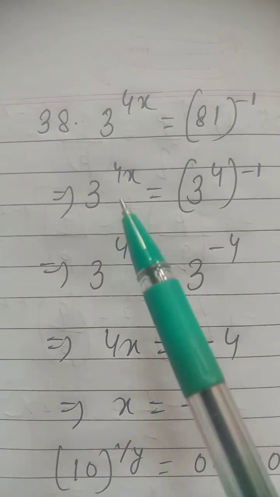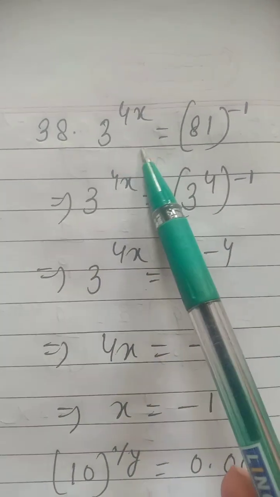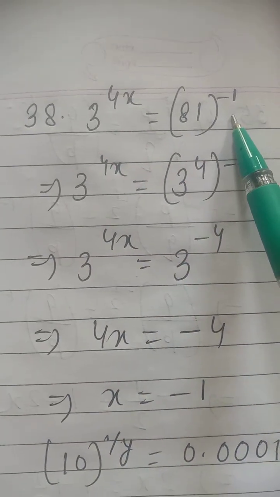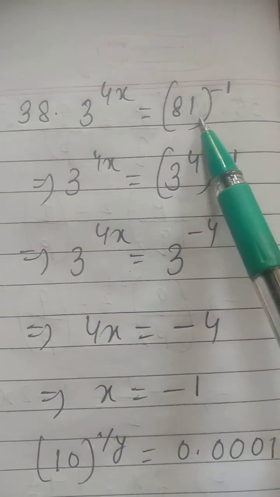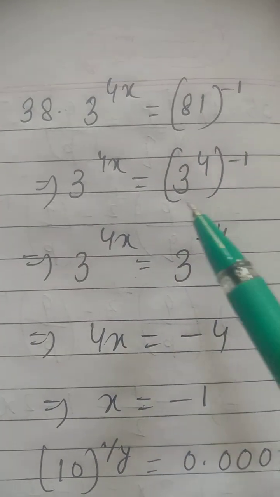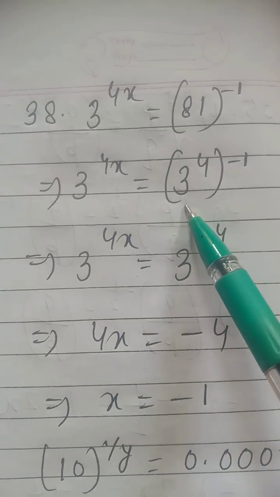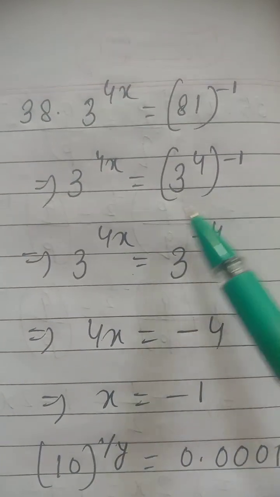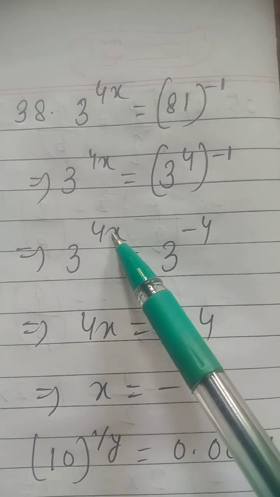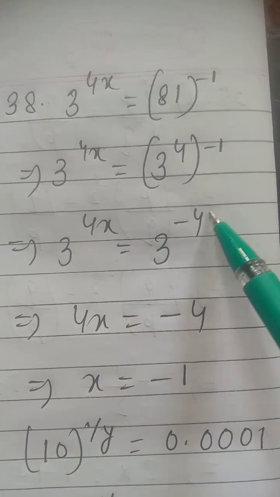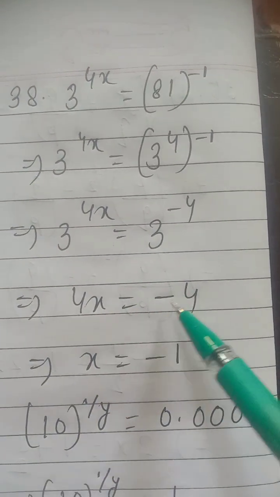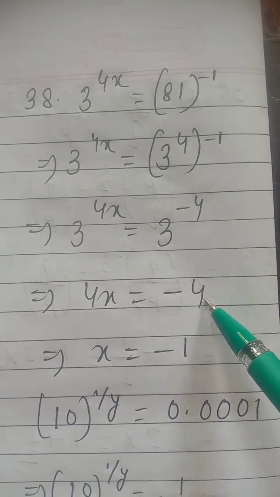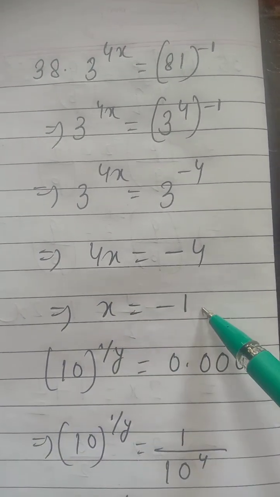Now question number 38 is given 3 to the power 4x equals to 81 to the power minus 1. So 3 to the power 4x equals to 81 to the power minus 1; if you do the prime factorization, you'll be getting it as 3 to the power 4, to the power minus 1. So this implies 3 to the power 4x equals to 3 to the power minus 4. So 4x equals to minus 4 and x equals to minus 1.